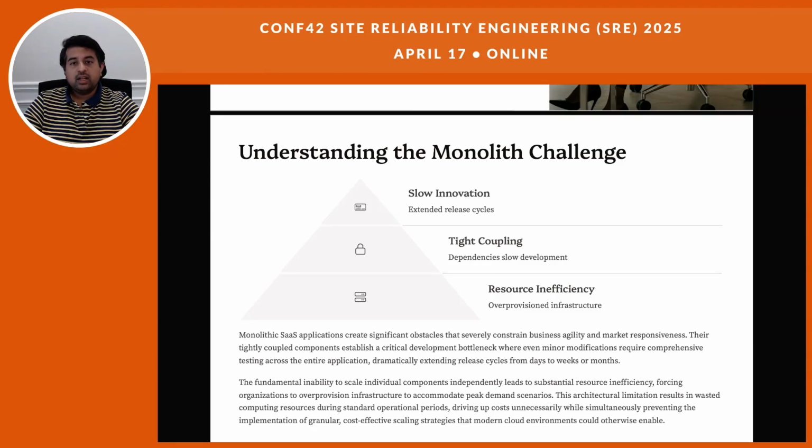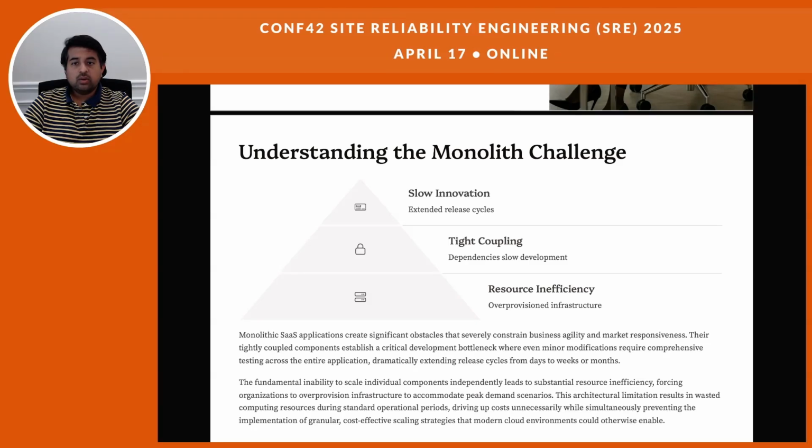Increased risk of failure. A failure in one component can bring down the entire application, leading to significant downtime. Studies have shown that monolithic applications experience 40% more downtime incidents compared to microservices-based architectures. Difficulty in onboarding new developers. The complexity of a large code base makes it a challenge for new developers to understand and contribute, resulting in a 30% increase in onboarding time.